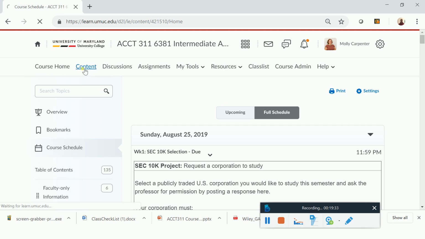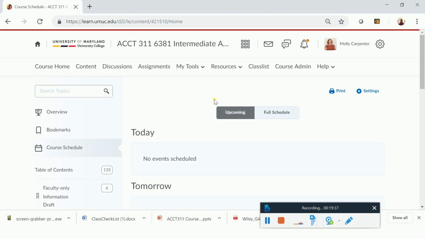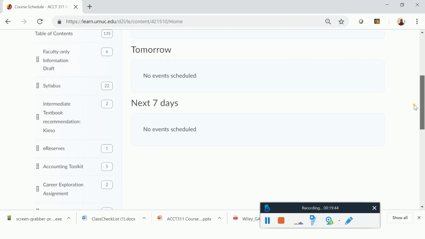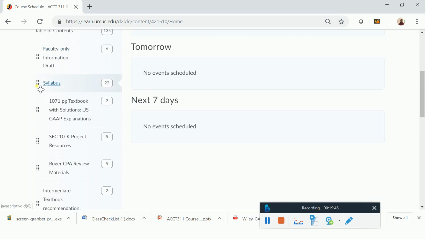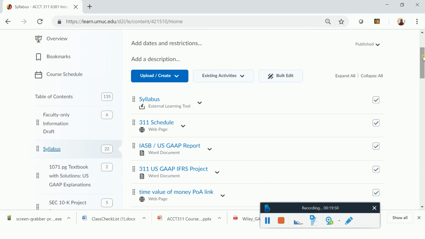Now if we go to the content section, actually I'm going to go to the syllabus section. So there's a lot of information in the syllabus section. Not only is the syllabus listed here, but a lot of other good resources are available to you.